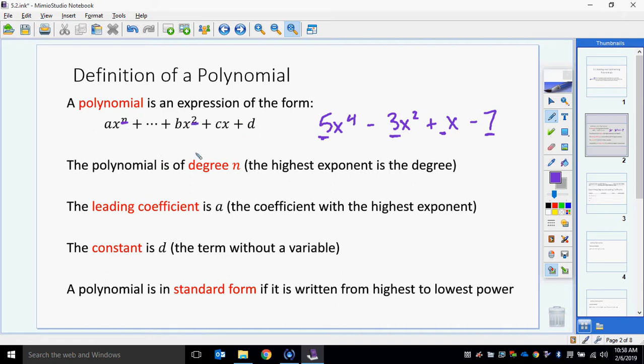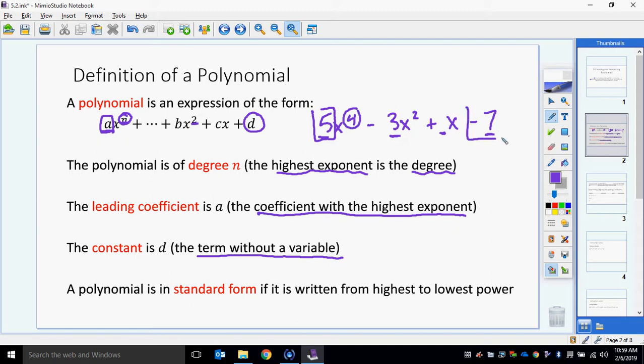Okay, the polynomial is of degree n, so the highest exponent is the degree. So n, whatever the highest exponent is, that's called our degree. Our leading coefficient is a, so the coefficient on that highest exponent. So a is important because it's the leading coefficient. Then we have our constant d. That's the term without a variable. So d would be our constant here. In this case, it would be -7. 5 would be our leading coefficient, and 4 would be our degree.